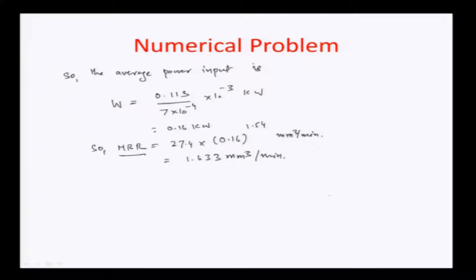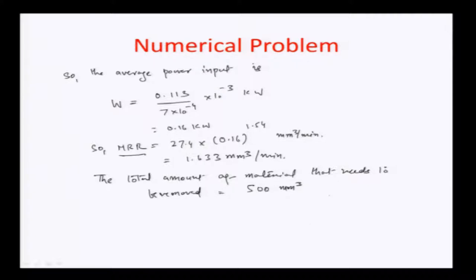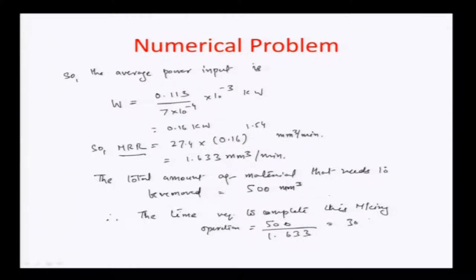We also know by virtue of the question that the total amount of material that needs to be removed is calculated as about 500 millimeter cube. This can be geometrically done. The dimensions of the hole, the thickness of the sheet, etcetera, are all provided in the question. And so therefore, the time required to complete this machining operation comes out to be equal to 500 by 1.633, that is 306 minutes.